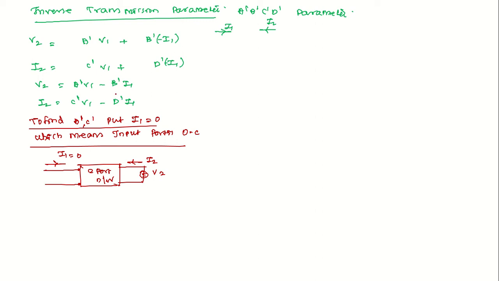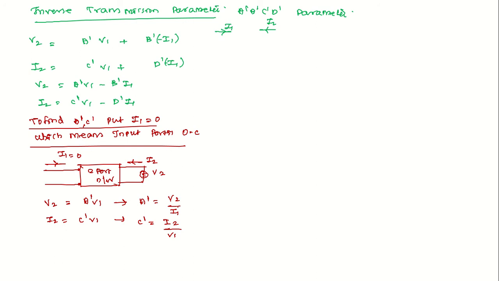When you put i1 equal to 0, your equations will be v2 equal to A dash into v1, and i2 equal to C dash into v1, which could be written as A dash equal to v2 by v1, and C dash equal to i2 by v1.